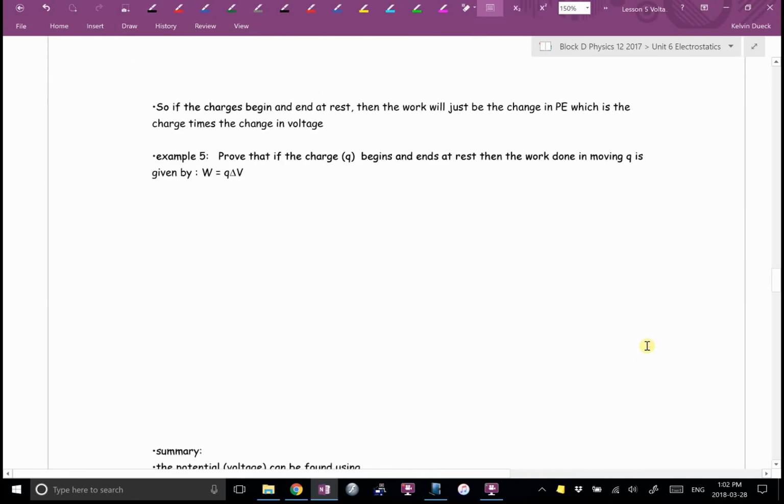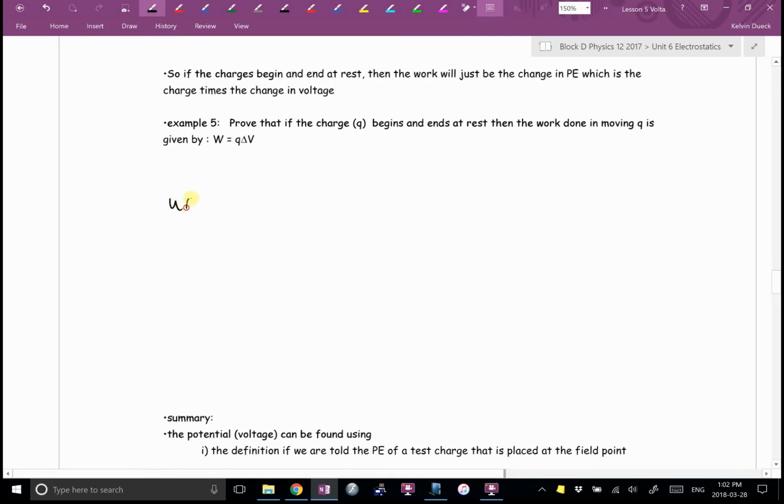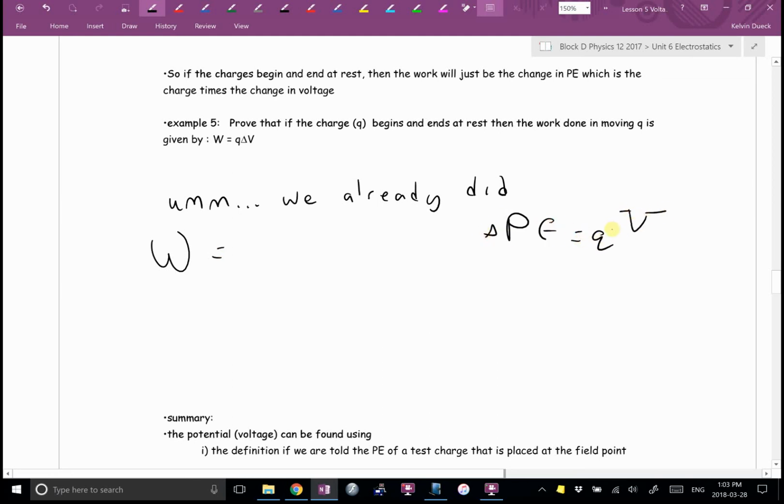So if charges begin and end at rest, then work will just be the change in potential, which is the charge times the change in voltage. Example 5 says, prove that if the charge begins and ends at rest, then the work done in moving little q is given by q delta V. I think we already did on the previous page. I just said this. Look, if potential energy is QV, I think it's reasonable to assume that. Yes?